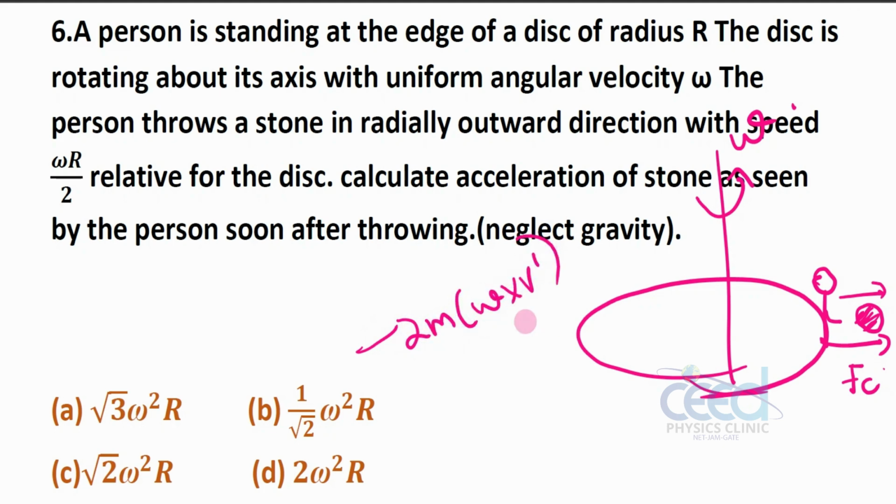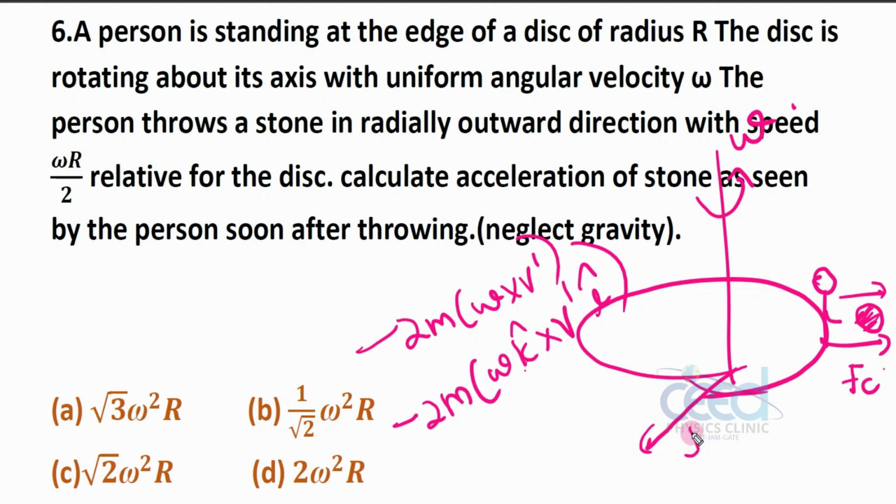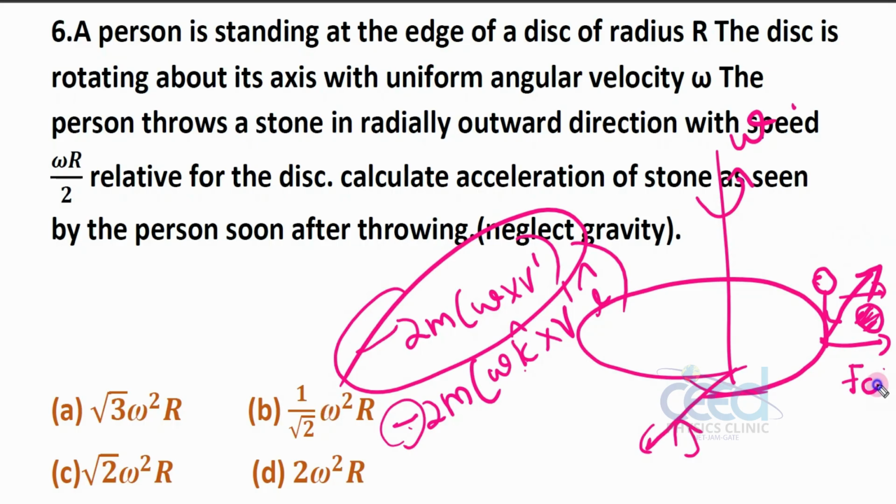This we know, what we studied: minus 2m into omega, which is in the direction of omega k cap, and v, the body is going in the i cap direction, then k cross i is j cap, right? So we take this x, this is z, right? Then definitely this is j cap, then this is minus j cap, here one negative sign. So this is Coriolis force, this is centrifugal force.